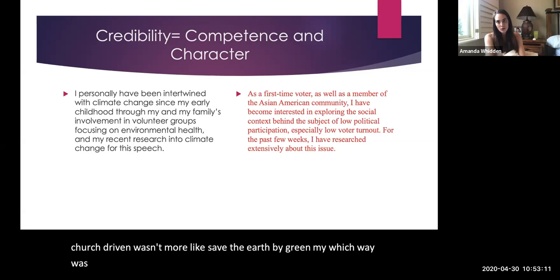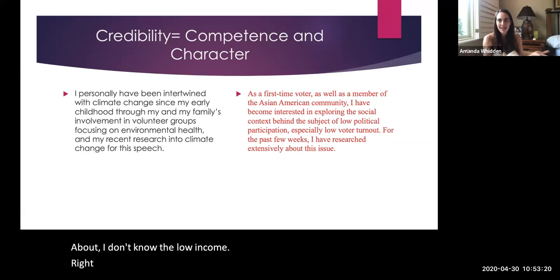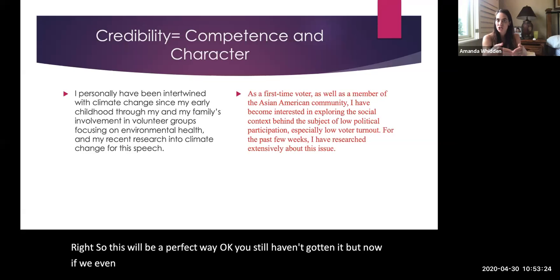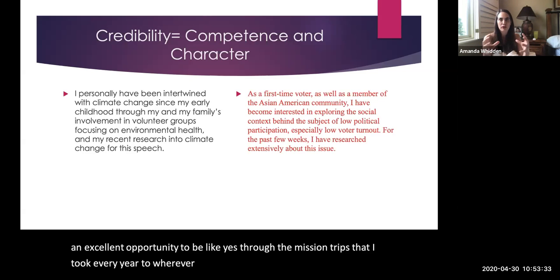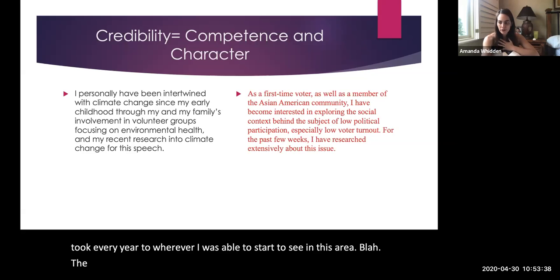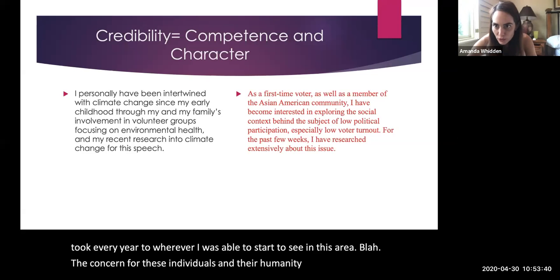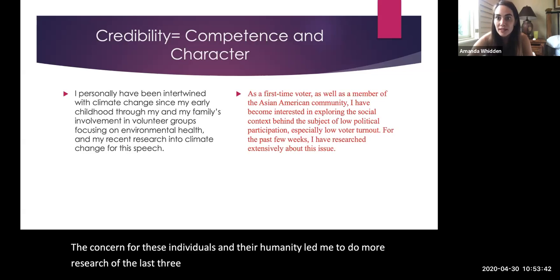And wouldn't this be, Corey, a great way for them to maybe talk about, oh, I don't know, the low income, right? Like, so this would be a perfect way. Okay, we still haven't gotten it, but now if we even talked about, like, now we can start to see. This would have been an excellent opportunity to be like, yes, through the mission trips that I took every year to wherever, I was able to start to see in this area, blah, blah, blah. The concern for these individuals and their humanity led me to do more research over the last 3 weeks, and I'd like to inform you about these conditions that they live in, right?